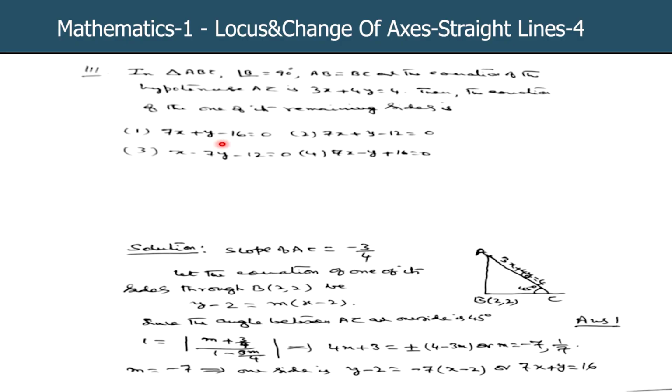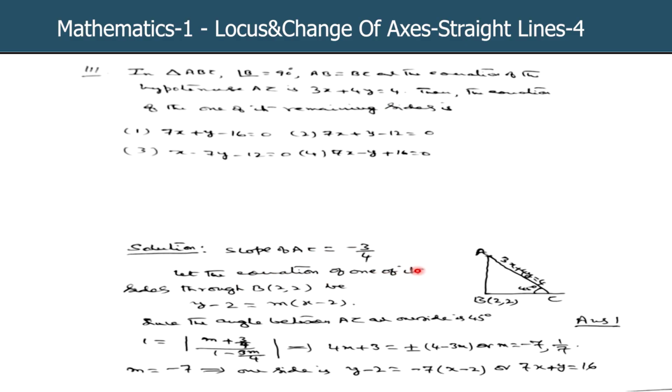111. In triangle ABC, angle B is equal to 90 degrees, AB is equal to BC, and the equation of the hypotenuse AC is 3x plus 4y is equal to 4. Then the equation of one of its remaining sides is... That means you are given a right angled isosceles triangle. And slope of AC, the hypotenuse, is equal to minus 3 by 4.